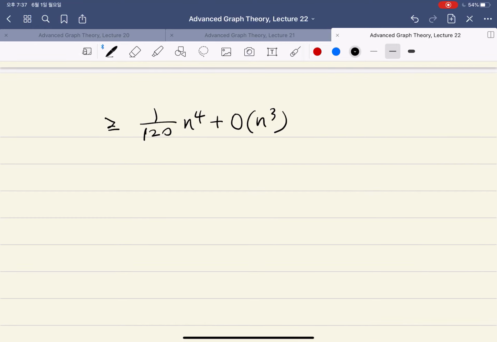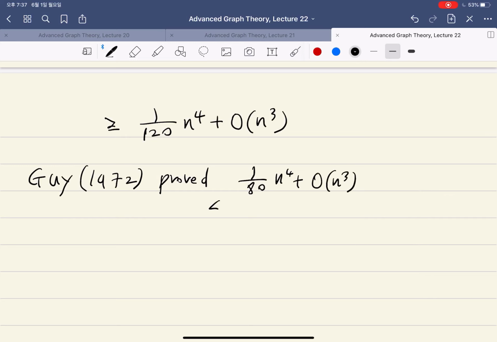And actually, in 1972, Guy proved the crossing number is at least 1 over 80 n to the 4 plus some lower order term, and at most 1 over 64 n to the 4 plus lower order term.